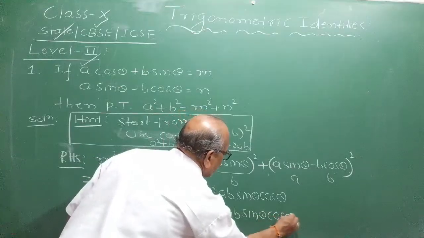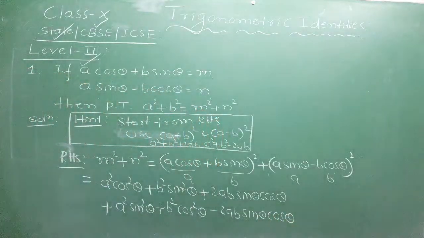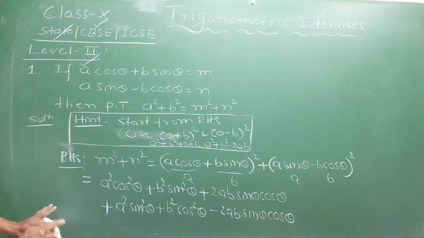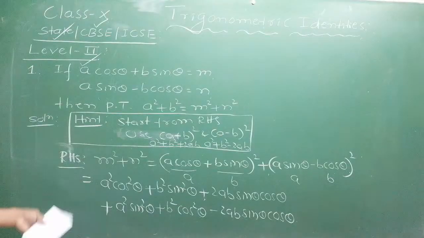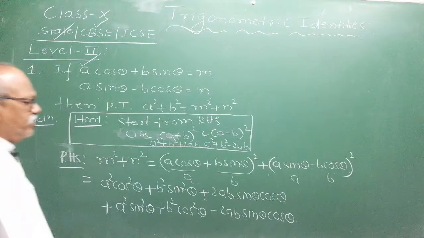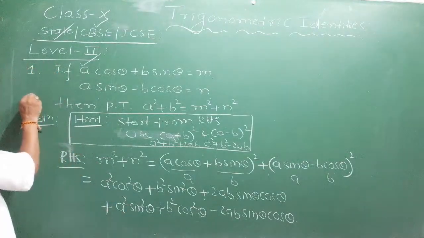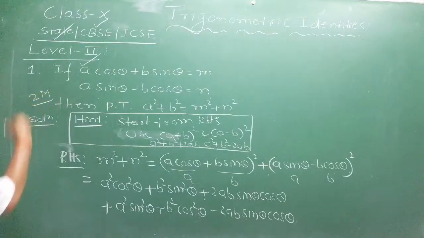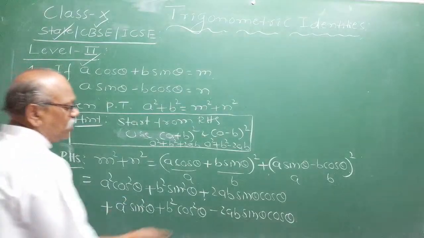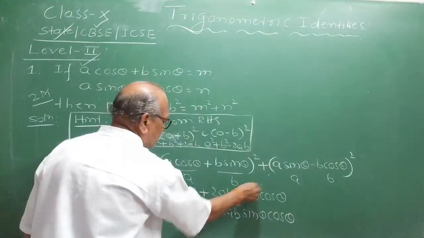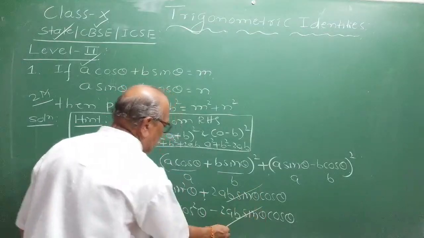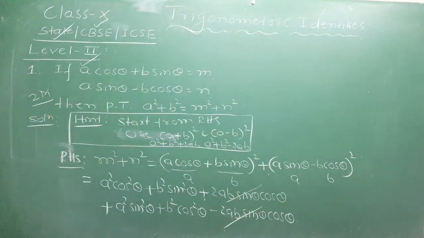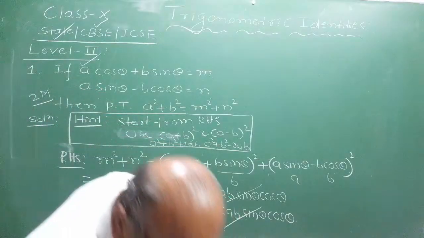Now you expanded the first step, the hint you have used. Now observe, are there any terms which get cancelled? It's a very simple question and just a 2 marks question, you can easily solve it. Plus 2AB sin theta into cos theta and minus 2AB sin theta into cos theta cancel. Now you have to carefully observe.